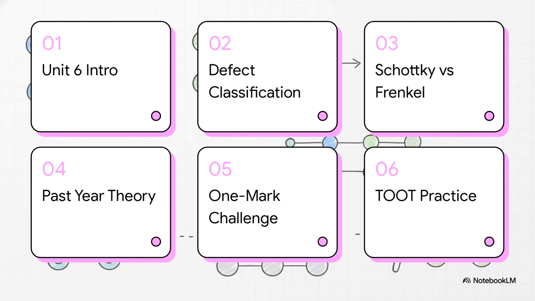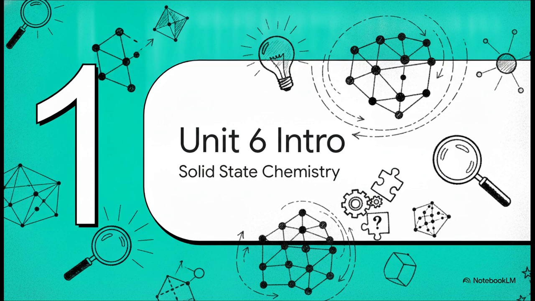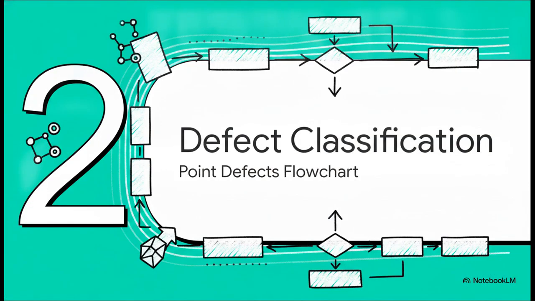Here is our quick roadmap for today. First, our intro to 12 Chemistry, Unit 6. Then we'll look at point defect classification, compare Schottky and Frankel defects, tackle some past year theory questions, run through the 1-mark PYQ challenge, and finish up with the TOT guide practice. Section 1. Intro to 12 Chemistry Unit 6. Section 2. Point defect classification.